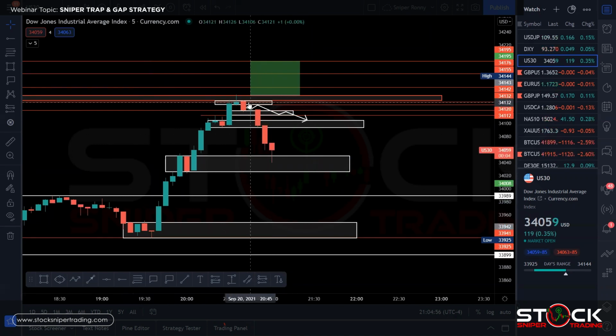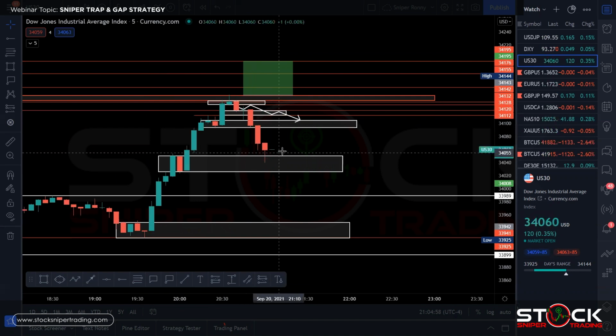And then this entire move could be the pullback. Then we're creating a higher low here, and we'll get some more buyers coming in to take it for the next leg back up here. But see, I'm waiting. The volume came down here and got rejected. So I'm waiting.